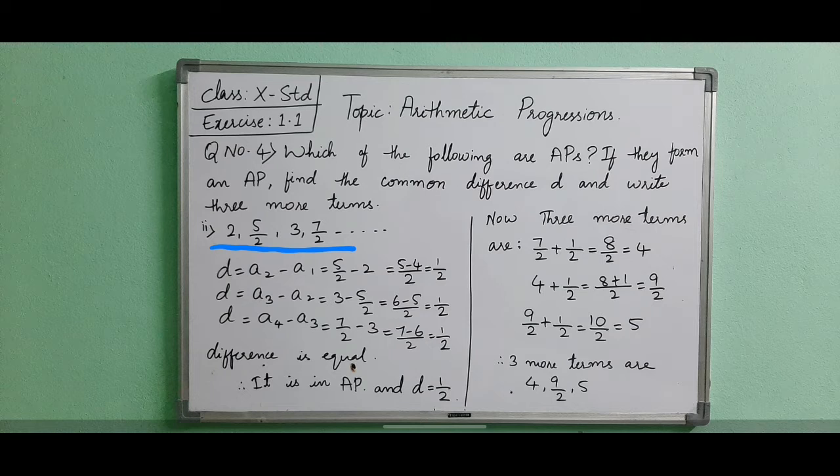When we are subtracting here, this 2 is not having a denominator, so we are doing it with the LCM method. LCM of 2 and 1 is 2 itself. 5 minus here 2 2s are 4. 5 minus 4 is 1 by 2. Now when we are subtracting third term and second term, then also we are getting 1 by 2. Subtracting fourth term and third term, again we are getting 1 by 2. Now when all the differences are equal, we can say it is in AP. AP is nothing but arithmetic progression and the difference is equal to 1 by 2.